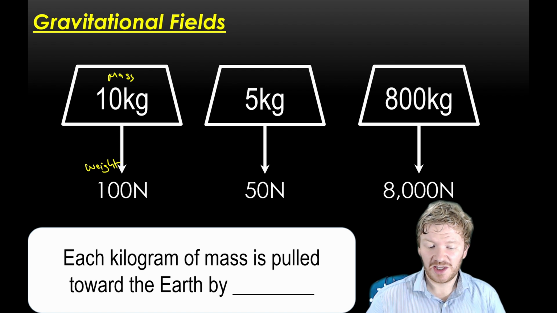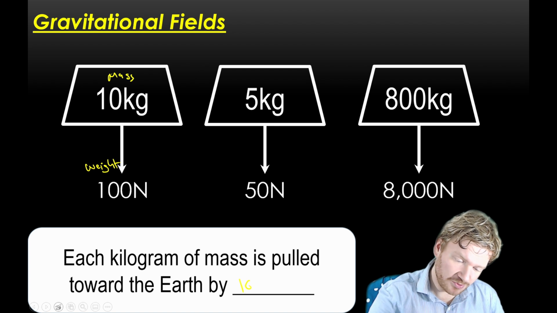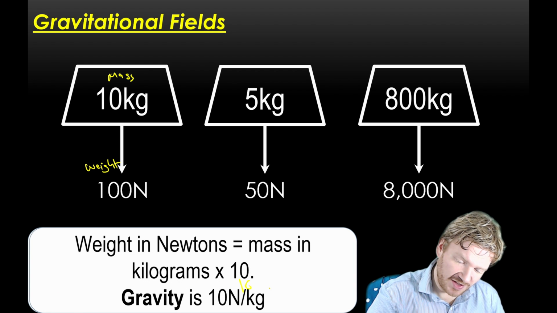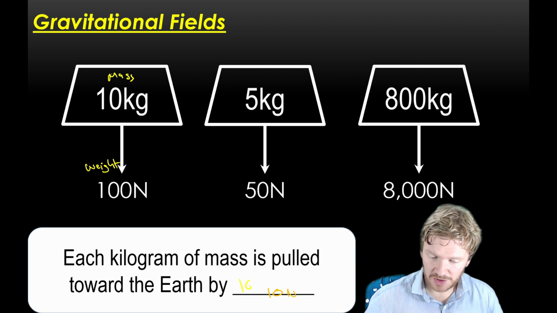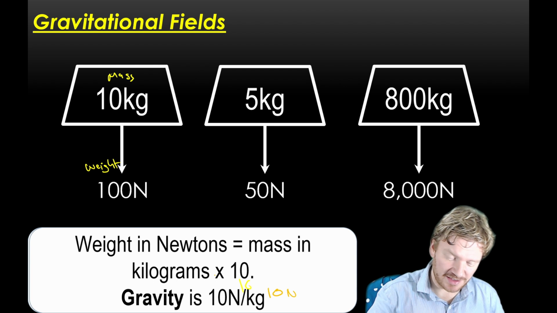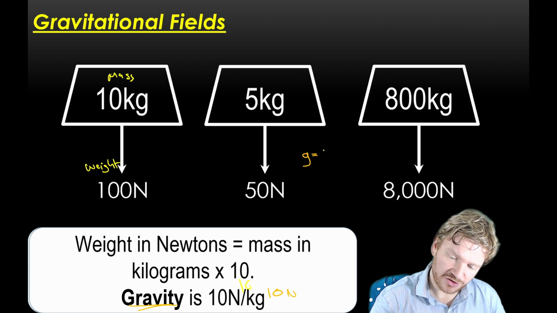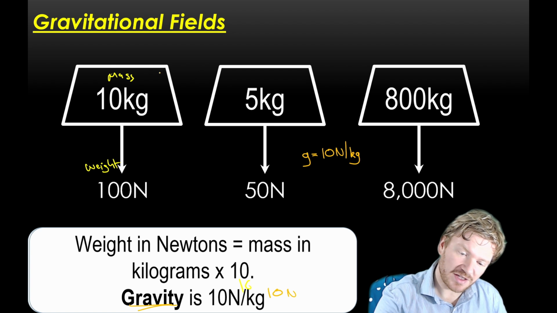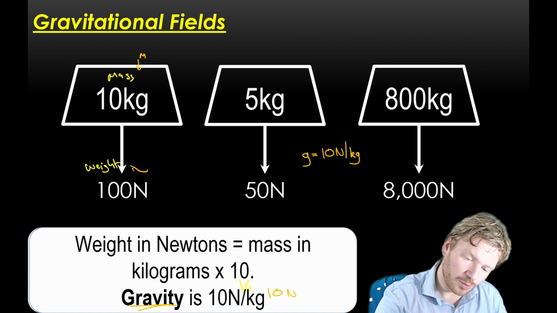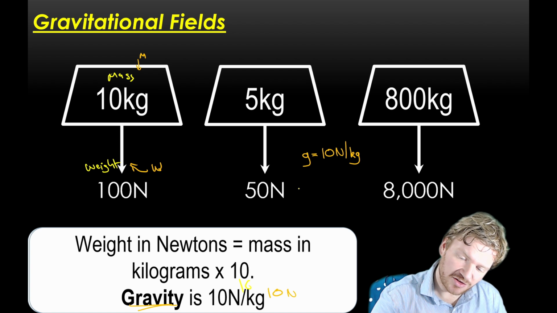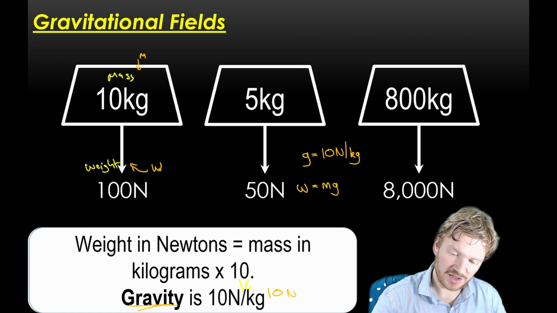So what you can hopefully see from this is that each kilo of mass on Earth is pulled towards the Earth by 10 newtons. So I can give it an idea of gravity, and I can say gravity is 10 newtons per kilo, and in science we give that a symbol of little g, and it's just 10 newtons per kilogram. With that, if I call mass m and I call weight w, I can say that weight is equal to mass times gravity. Yeah, it's always mass times 10.